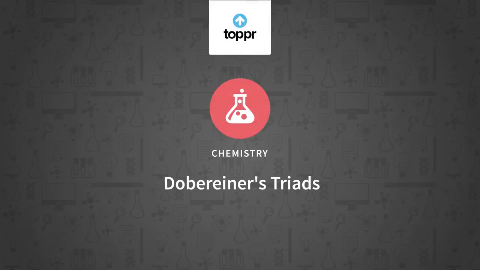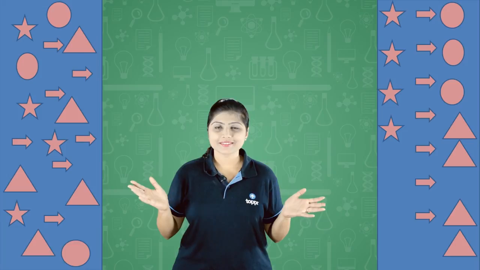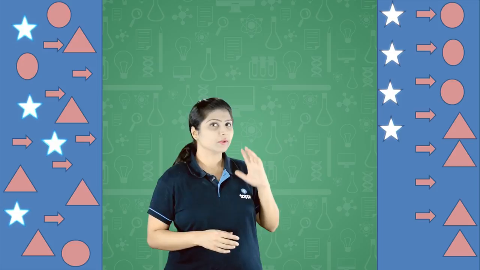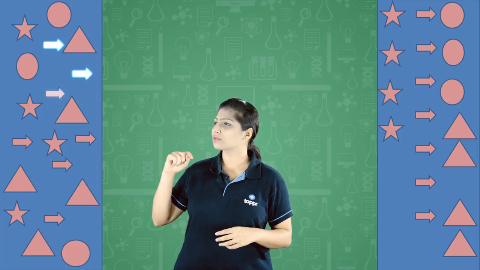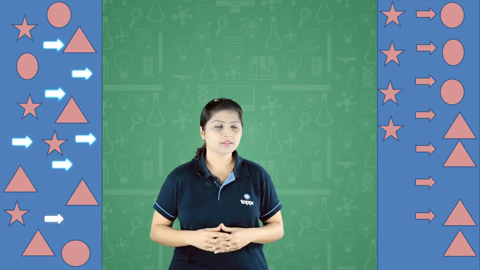Look at these two pictures. Count how many stars do you see here? 1, 2, 3, 4. And how many stars do you see here? 1, 2, 3, 4. How many arrows do you see here? 1, 2, 3, 4, 5, 6, 7. And how many arrows do you see here? 1, 2, 3, 4, 5, 6, 7.